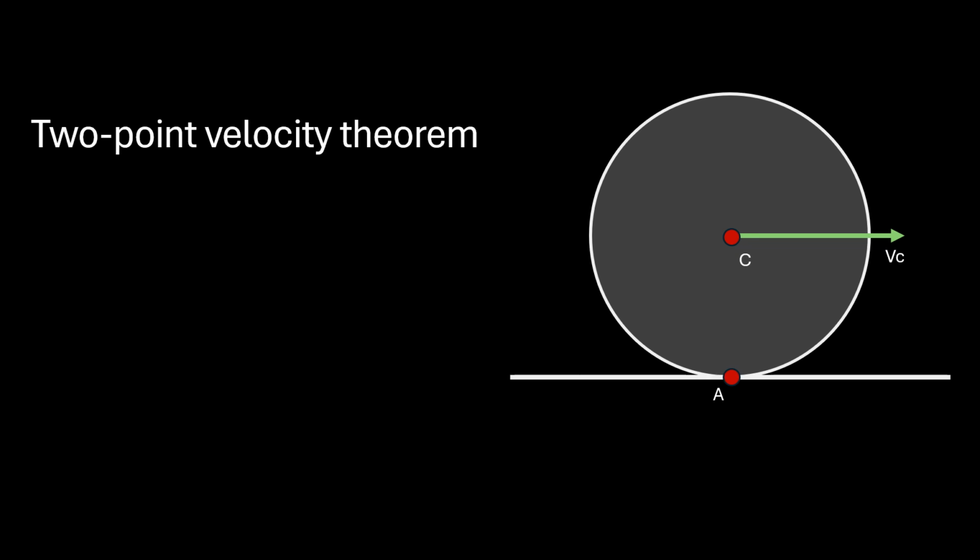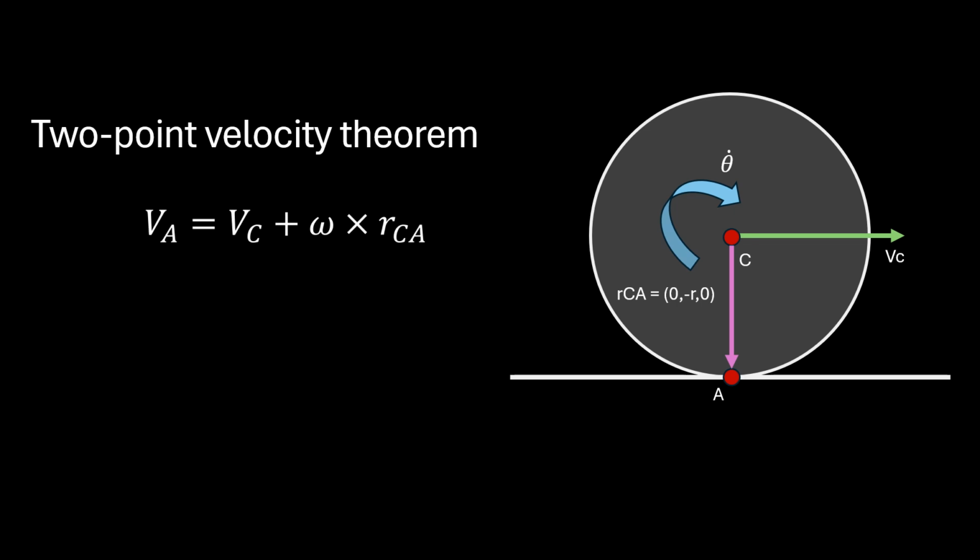Moving on to what we can deduce from the knowledge that velocity at point A is 0. Let's define an angular velocity theta dot and a vector from C to A. These values can be used in the two-point velocity equation, which relates the velocity of 2 points along a body. Velocity at A is equal to the velocity at C plus the angular velocity crossed with the vector from C to A.